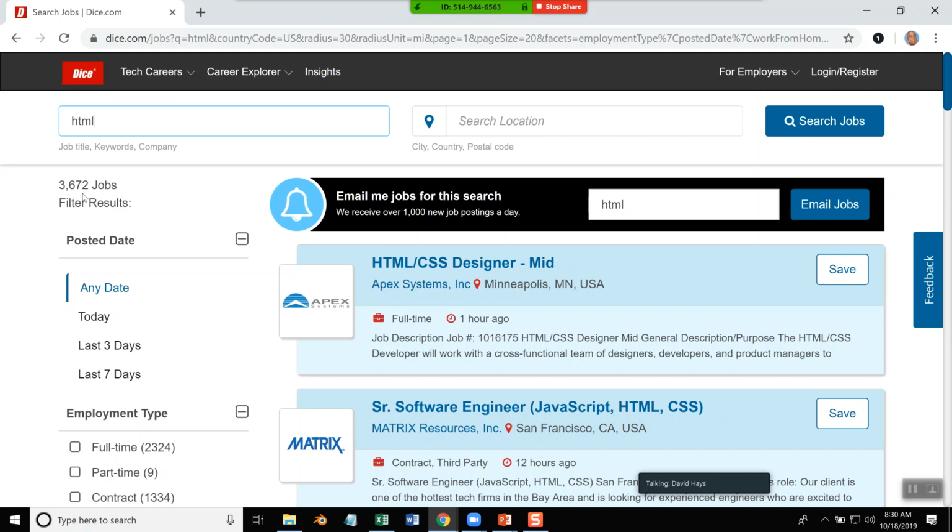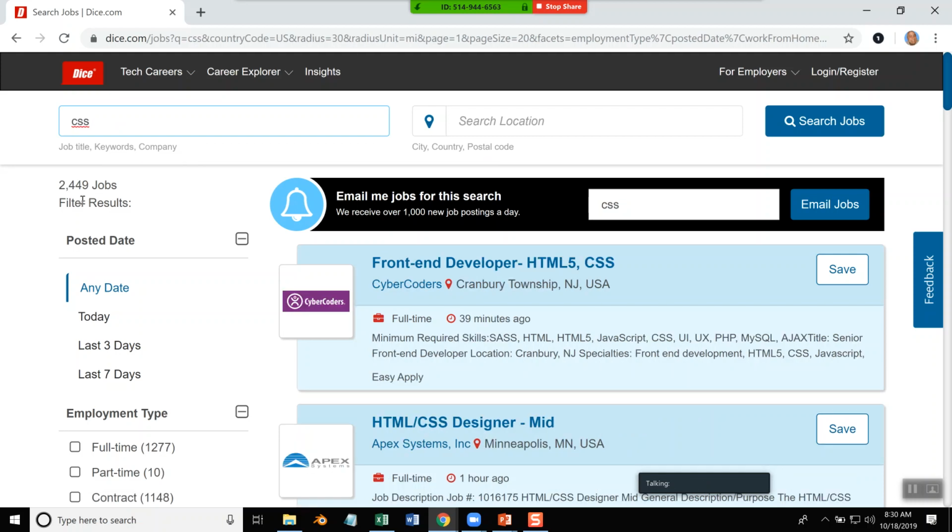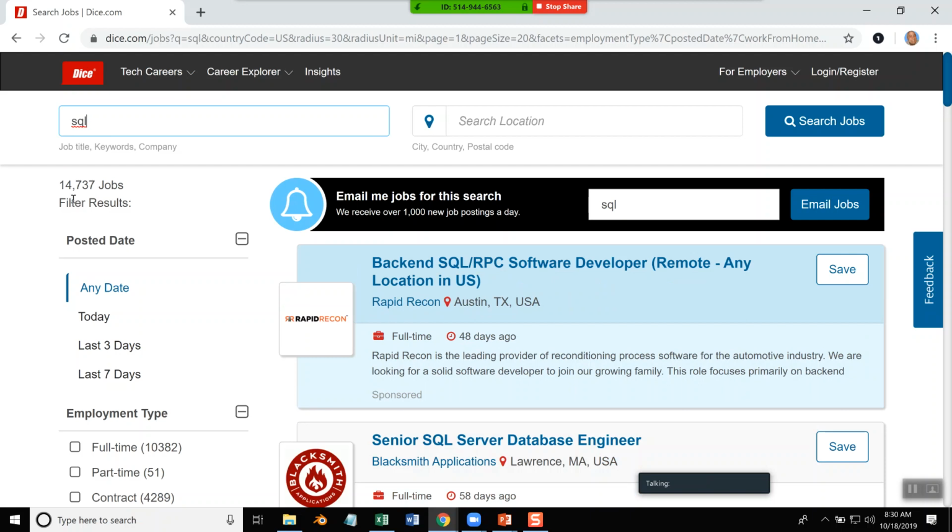3,600 jobs doesn't mean they will want you to program strictly in HTML. They want you to do other stuff too, but you can see from a skill level set that that's a popular one. CSS, I'm not sure if I've ever looked that up. 2,400 jobs? No, not so much there. SQL, 14,737 jobs.